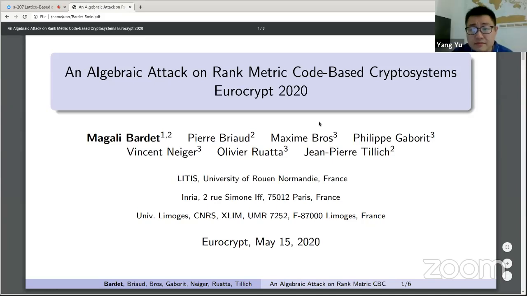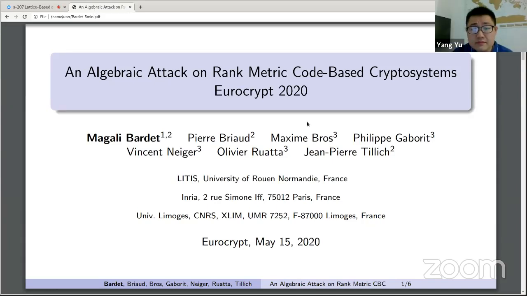So this is the code-based part of the session. And this is a joint work with Pierre Briot, Maxime Brosse, Philippe Gabory, Vincent Neiger, Olivier Ruatta, and Jean-Pierre Tillich.